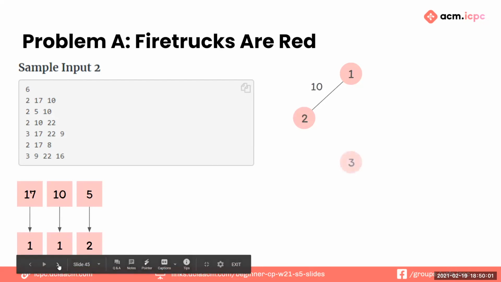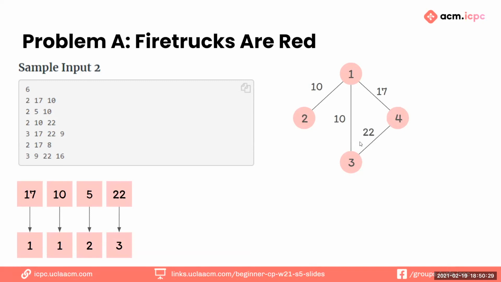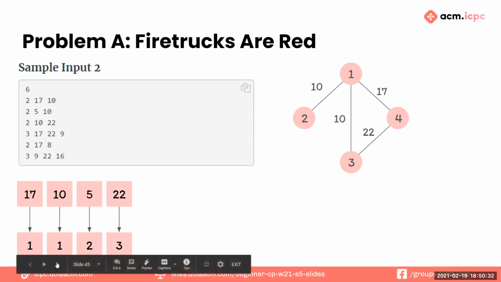And so now we go down to vertex 3. Vertex 3 is associated with 10. 10 is already associated with 1. We relate the 3 with 10. We haven't seen 22 before, so remember that 22 is associated with 3. Go down to vertex 4. 4 is associated with 17, already associated with 1. Relate the 4 with 17. Relate 3 and 4 with 22 because 22 is already associated with 3. And then we remember that 9 is associated with 4. And then we keep going.